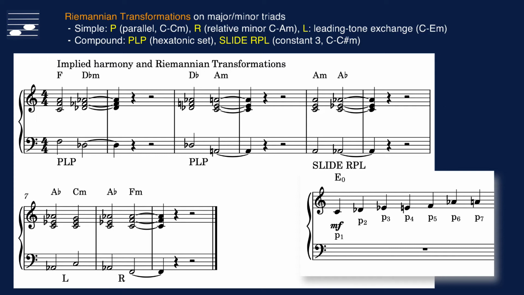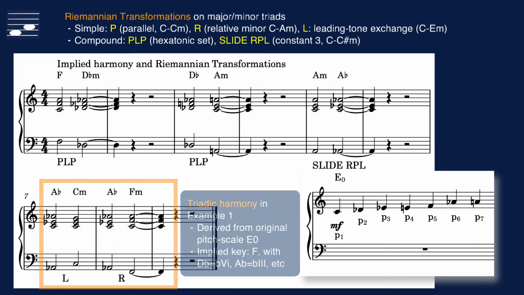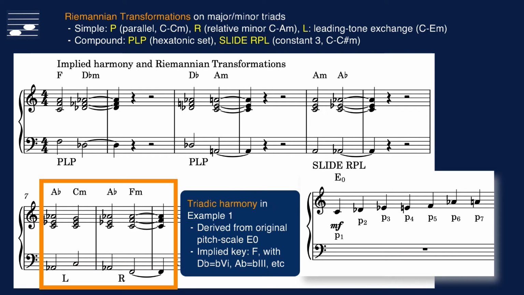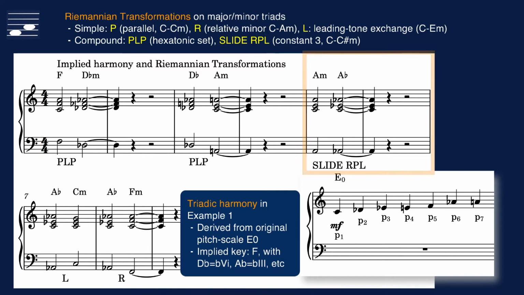What you see here is a set of major or minor triads and Riemannian transformations. I did a series of 5 tutorials on this subject. For this scale there are 2 primary transformations, the relative minor and the leading tone exchange. But more interestingly, we also have 3 compound transformations: 2 third-order PLP transformations that yield a hexatonic symmetric set, and 1 slide transformation with constant chordal function 3. Listen to these triadic harmonies that will be used as background in our orchestral setting.